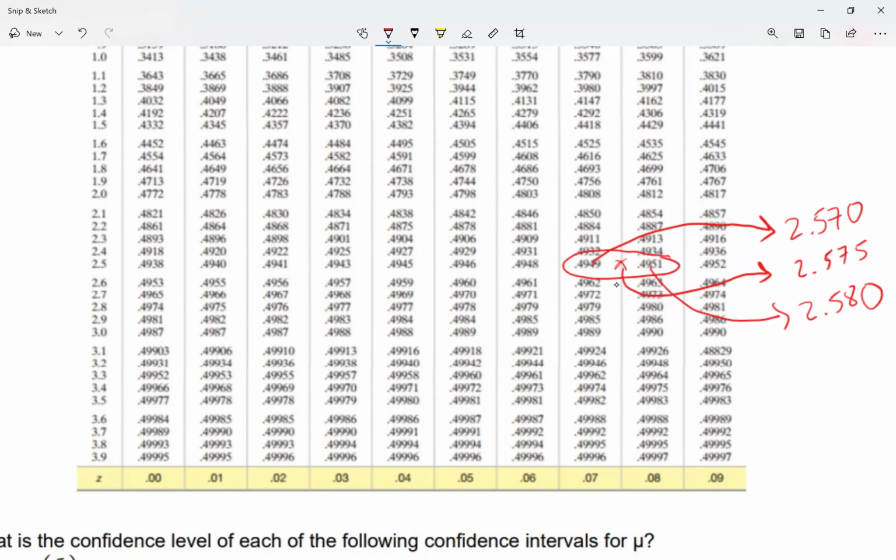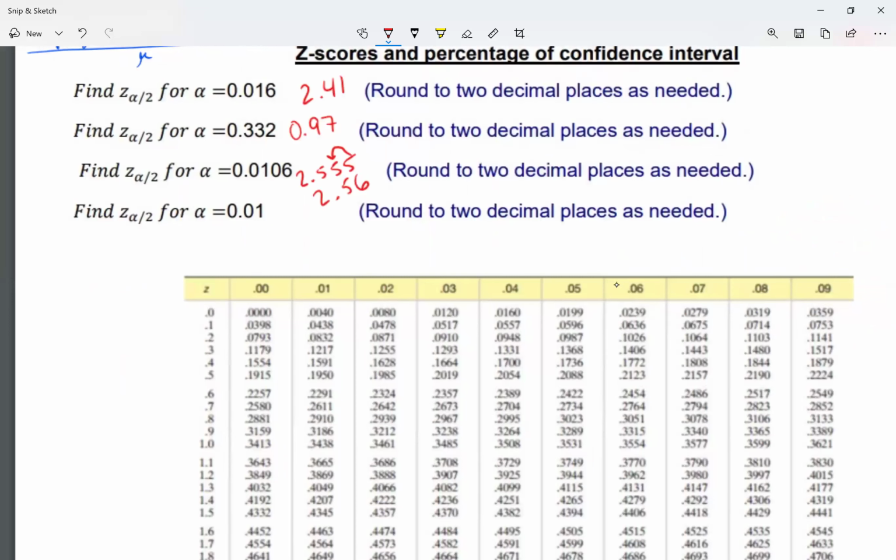Okay, are we good on that one? 2.575. If you're still wondering, how does Mr. Leonzo get that number? Do this: add those two numbers and divide by 2. That's how you find a number in the center. So I'm going to come back here and say that my value here will be 2.575. Now read the instructions. Round to 2 decimal places. My third decimal place is big enough, so my answer will be 2.58. I had to round it to 2 decimal places.